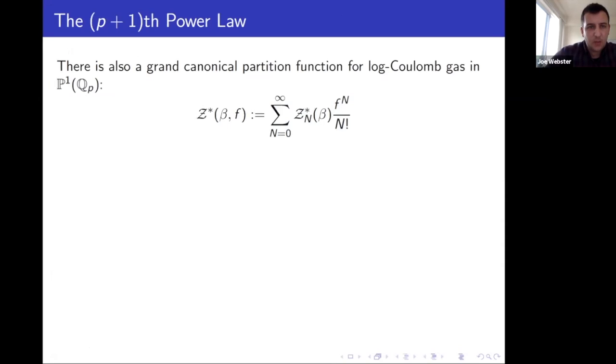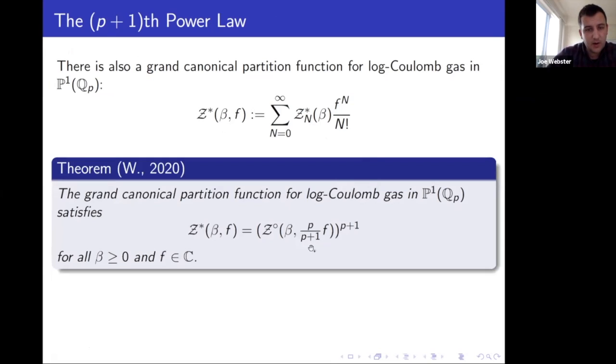Okay, and I have just a couple more remarks about grand canonical partition functions. So we set up the grand canonical partition function perfectly analogous with the ones we did before. We just use Zn star. And the theorem here is that Zn star also factors in a nice way into the Z circs that we saw before. Remember, Z circ is the grand canonical partition function for a log Coulomb gas in pZP. So notice that it's almost the same as the pth power law, except we had to change the fugacity here.